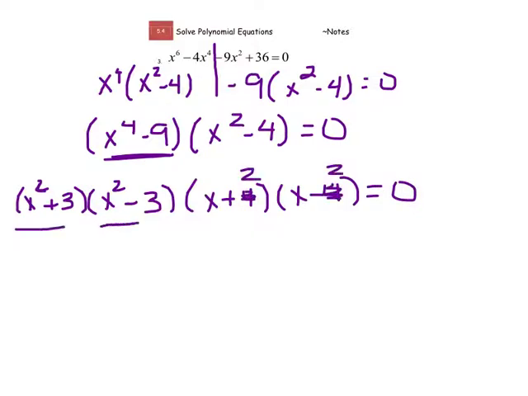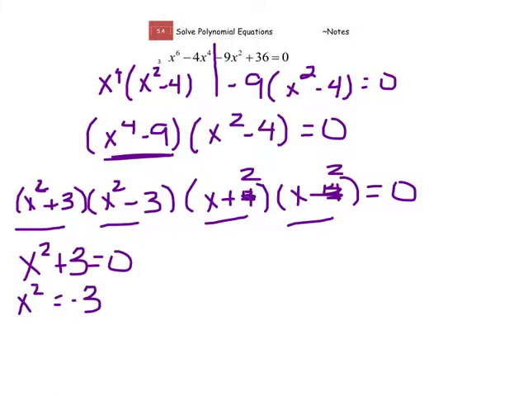Alright, now we can go ahead and set everything equal to 0. So when x squared plus 3 equals 0, we can subtract 3 from both sides, and we get x squared equals negative 3. Go ahead and take the square root, and we get x equals plus or minus. Now remember, when you take the square root of a negative, you get i, and then square root of 3.